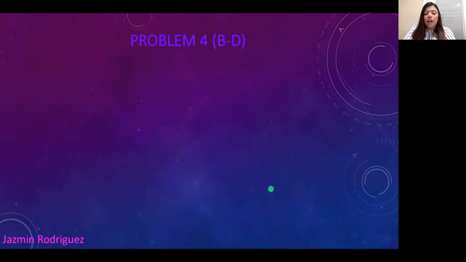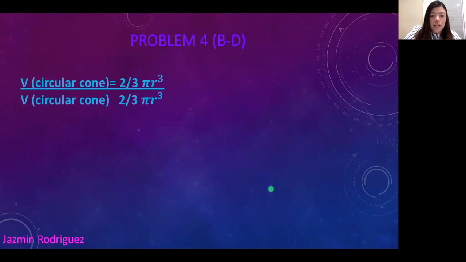Okay, and then for the other part of our problem number 4, it wants us to demonstrate that the ratio of the volumes of the cone to the sphere to the cylinder is a 1 to 2 to 3 ratio. So how are we going to do this? We're going to take each volume and divide it by the volume of the circular cone. For example, this is our first one. Our volume of the circular cone is 2/3 pi r cubed, and we'll divide that by the volume of the circular cone, which is the same thing. When we do that, we get 1.